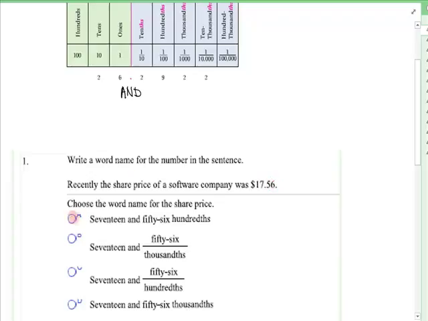So we will find the one that says exactly that. Don't write the name of it at all in fraction form. So we will choose A. It is 17 and 56 hundredths. All right, let's look at the next one.